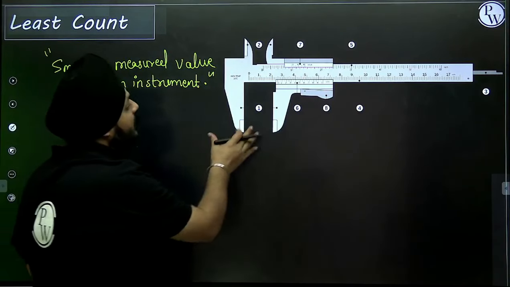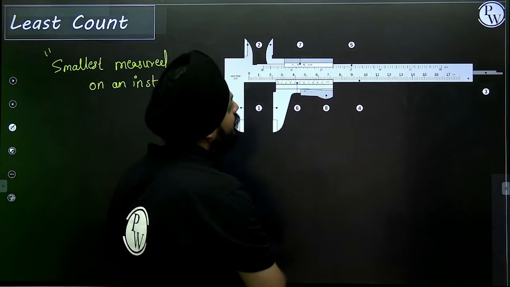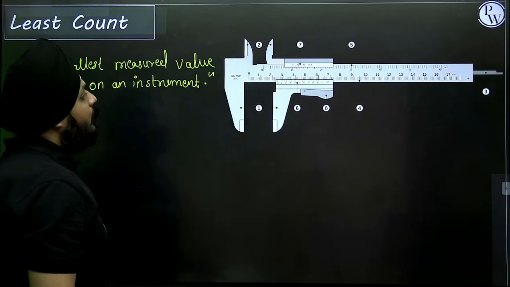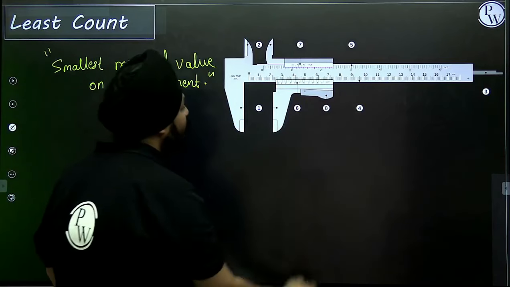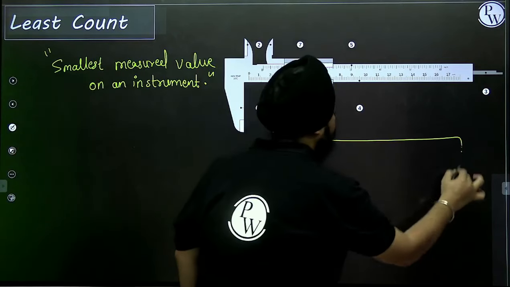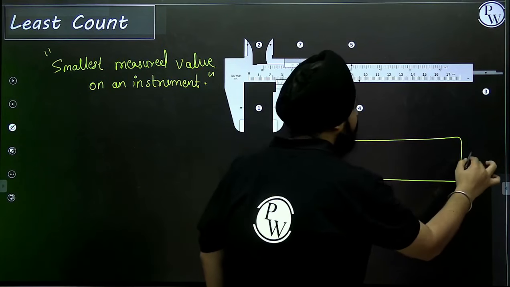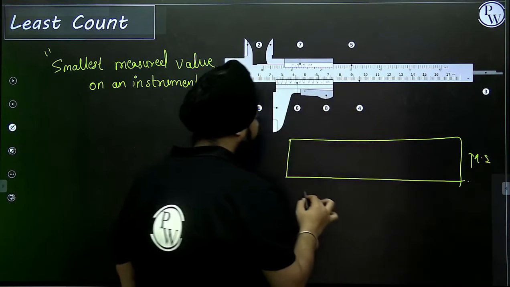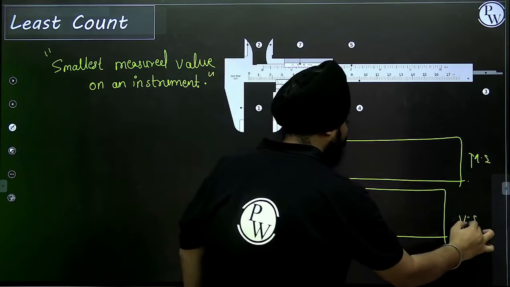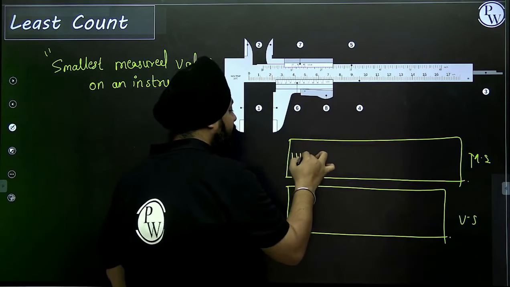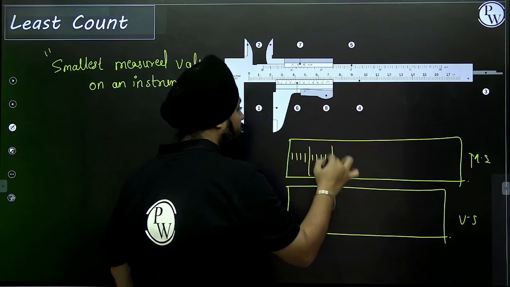Now, see, you can see this stuff. Two scales are there. This is a Vernier scale. Now, if I'm talking about one main scale, this is my main scale, and this is my Vernier scale. There are divisions on the main scale. This is 1.